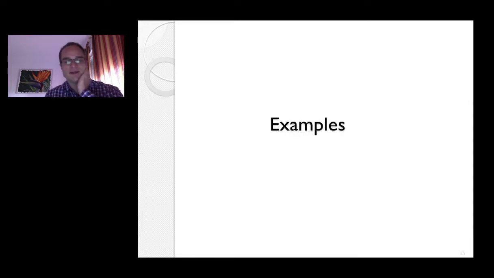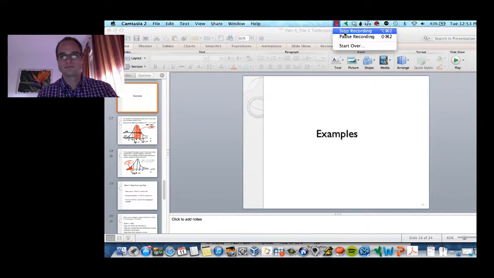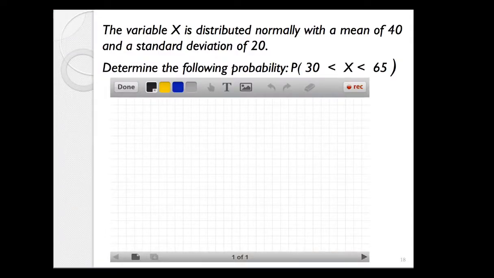So now we'll do some examples using the z-table. In this example, the variable x is distributed normally with a mean of 40 and a standard deviation of 20. And it says to determine the following probability, capital P, that x is between 30 and 65.